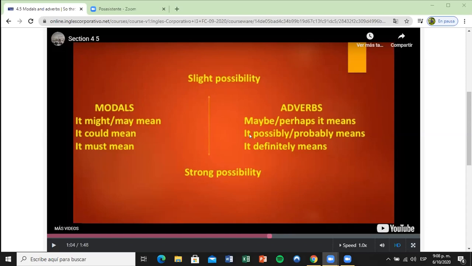Then we have a little bit stronger: could. Could is a little bit more than might or may. Technically it's more than might or may. Realistically, people use it the same as might or may, but technically it means more. The same for the adverbs possibly and probably. They are in this order too. So it's maybe, perhaps, possibly, then probably, and the one that is a strong possibility is definitely or must.